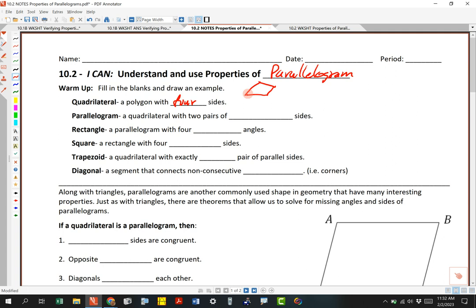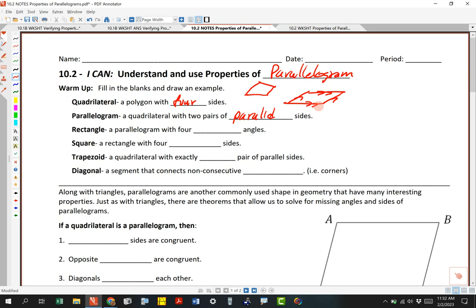Parallelogram. Wilson, what goes on the blank there? Parallel. That's why we call it a parallelogram. Parallel sides. So an example of something like that would be this. And I could mark the 2 of those as parallel and the 2 of those as parallel.